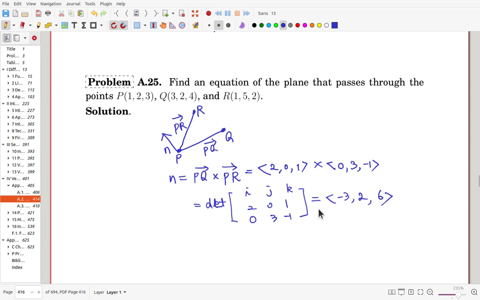Okay, so we found a normal vector, and the remaining part is quite easy. Here you may use P as a point, so that we can write in this way. The equation must be n dot (x minus P) equals 0. So you can expand, then that will be the final answer.